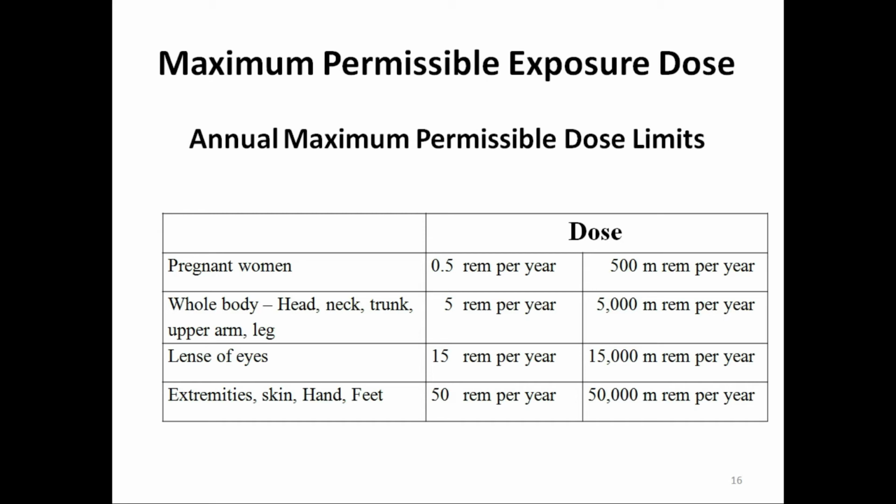The blood producing organs and reproductive organs are sensitive to ionizing radiation, so such organs must be protected carefully from radiation exposure. Pregnant women are not allowed to experience a high dose of radiation as the fetus is very sensitive to radiation. The annual maximum permissible dose limits are as mentioned in the slide.